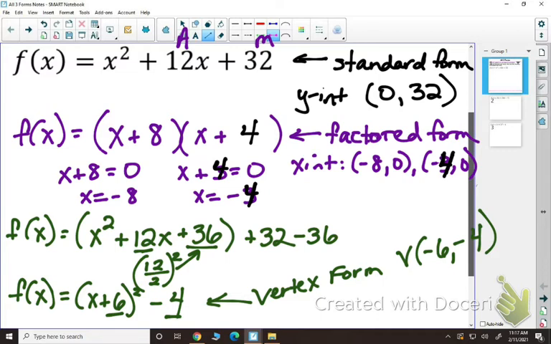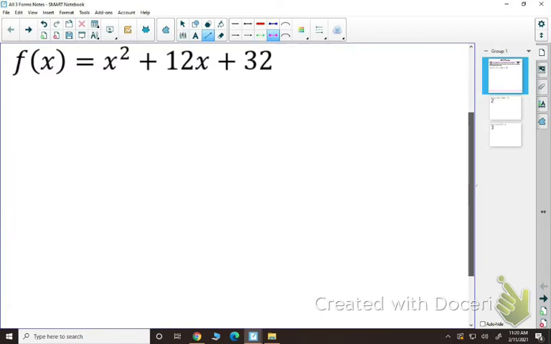Okay, so again, we've got our three forms, standard, factored, and vertex. And we've got our y-intercept, our two x-intercepts, and our vertex. Okay, there's one down. Let's take a look at the next one.